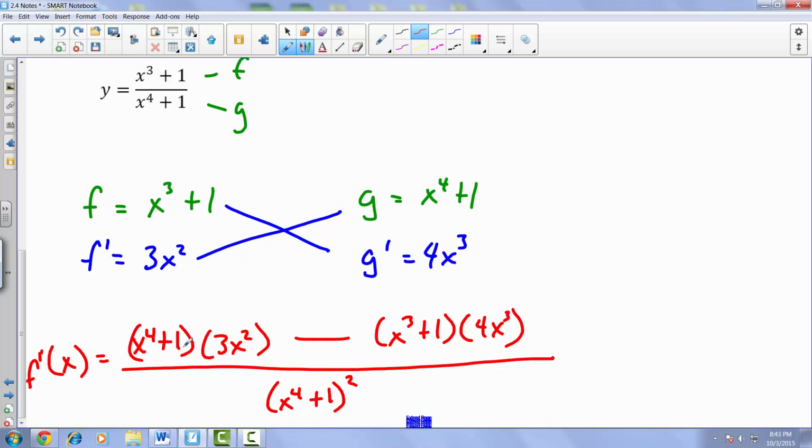Now you could go ahead and actually distribute these items and simplify this on top, and then maybe something cancels on the bottom. But for right now, we're just going to go ahead and leave it alone. But again, you could do that. And again, though, that is example 6 with the quotient rule from our 2.4 set of notes.